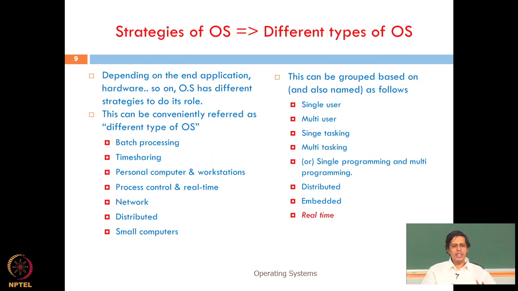Very quickly, there are different types of operating systems that we see even today. The type of operating system depends upon the final end application which you intend to use. You could have a batch processing operating system, a time sharing, a personal computer and workstation based operating system, a real-time operating system, a network operating system which runs on your routers, your switches and your network appliances today, and a distributed operating system for small computers like embedded systems. So different types of OS are there depending upon your end application. We will see a more detailed definition of this very shortly.